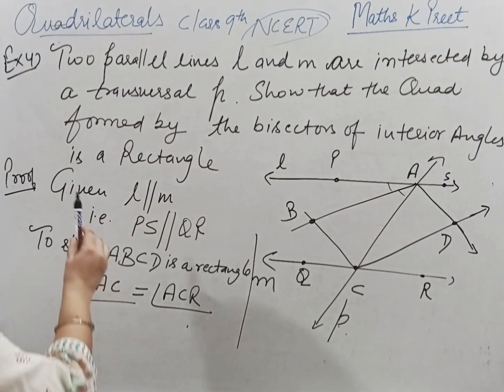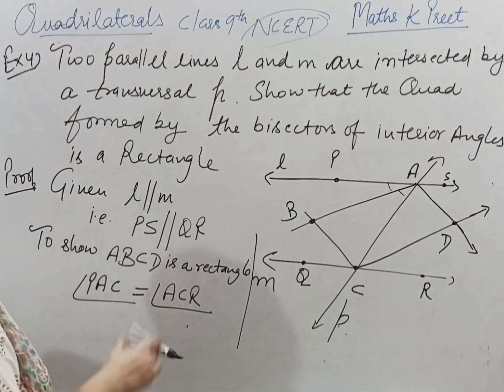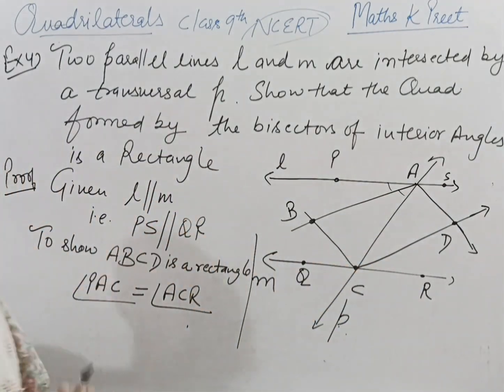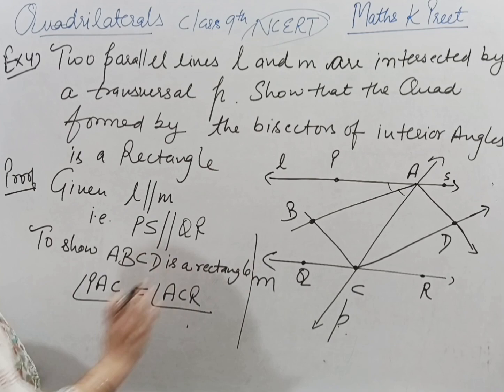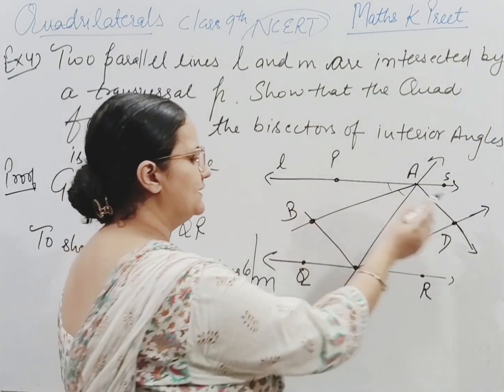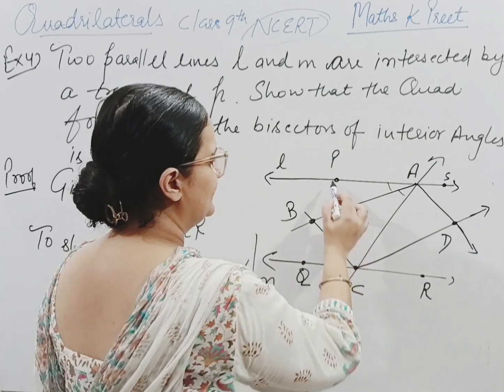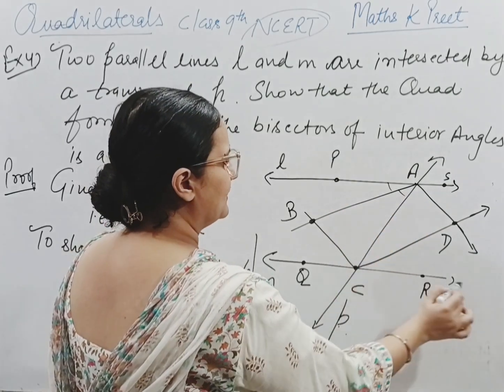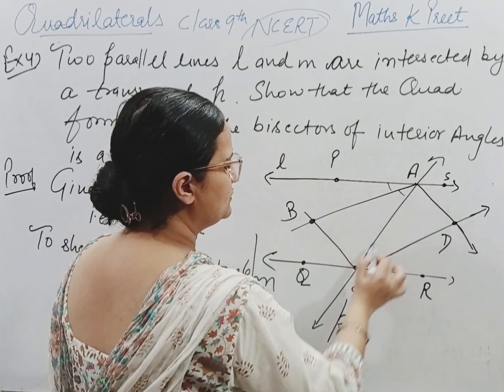So what we are given is L is parallel to M. The other name for L is PS is parallel to QR. That is, PS is parallel to QR. To show ABCD is a rectangle. Now we know that if these are two parallel lines and this is a transversal, then this angle PAC will be equal to ACR.